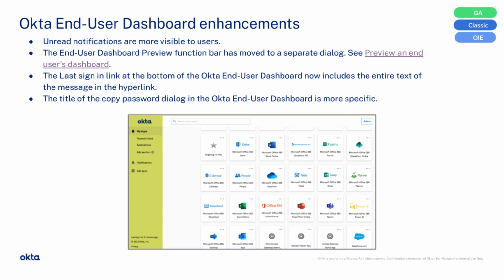We continue to bring more Okta End-User Dashboard enhancements. Unread notifications are more visible to users. Preview function bar has moved to a separate dialog. The last sign-in link at the bottom includes the entire text of the message and the hyperlink. The title of the copy password dialog is more specific.